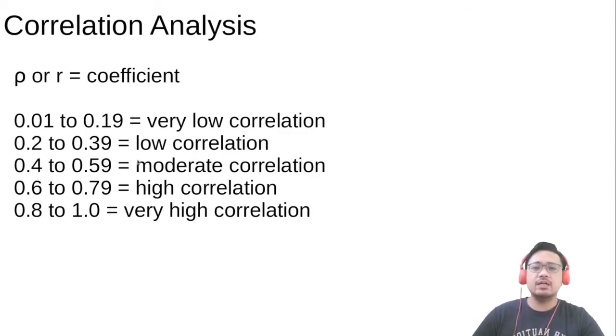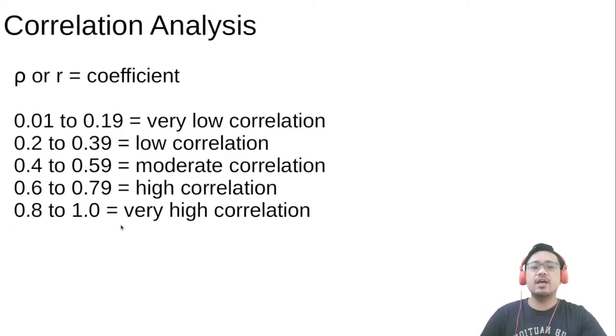Remember, 0 means that there is no correlation between two variables. If the coefficient is between 0.1 to 0.19, then it is interpreted as very low correlation. 0.2 to 0.39 means low correlation. 0.4 to 0.59 means moderate correlation. 0.6 to 0.79 means high correlation. 0.8 to 1.0, very high correlation.